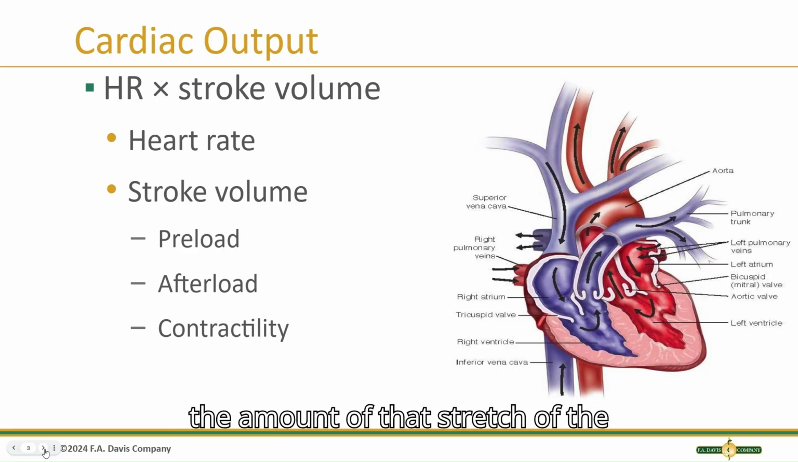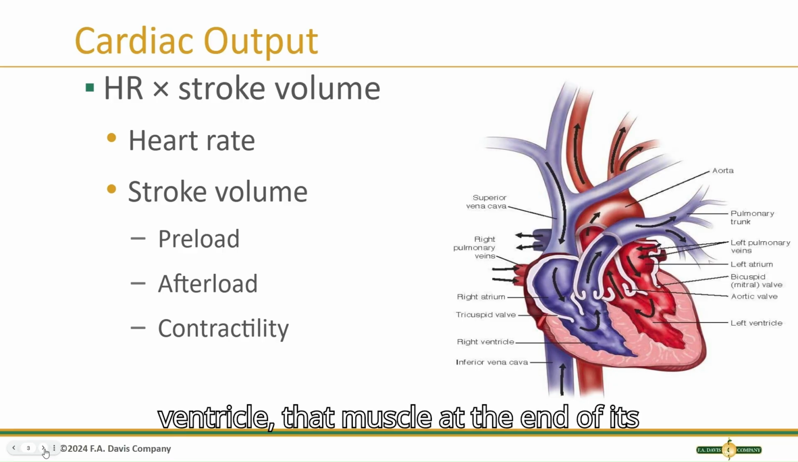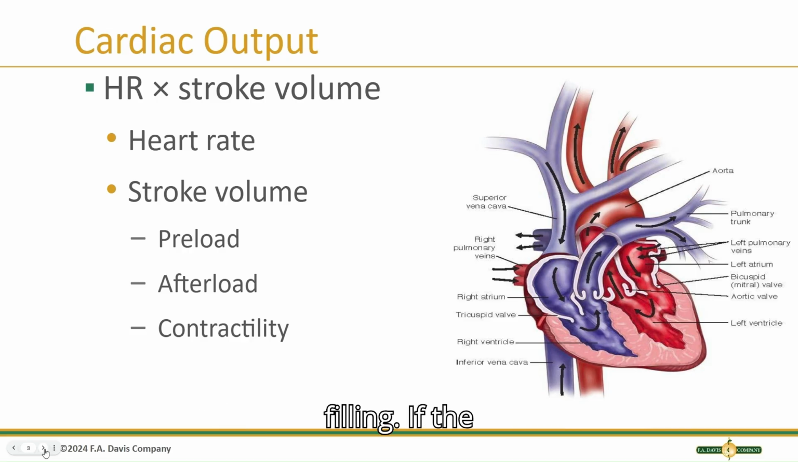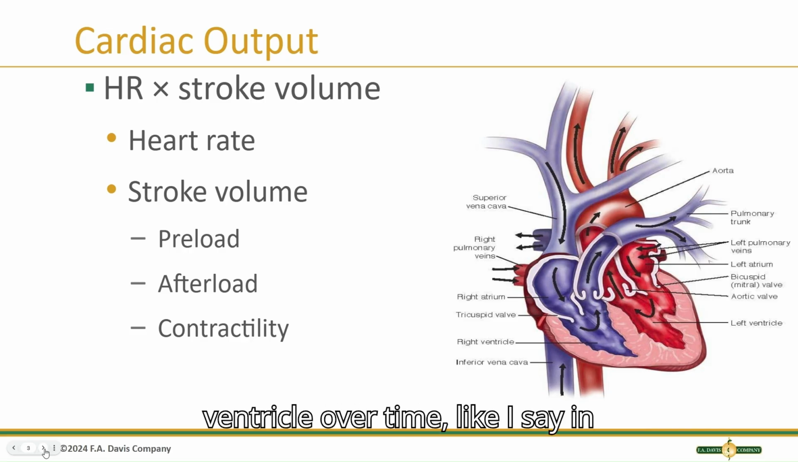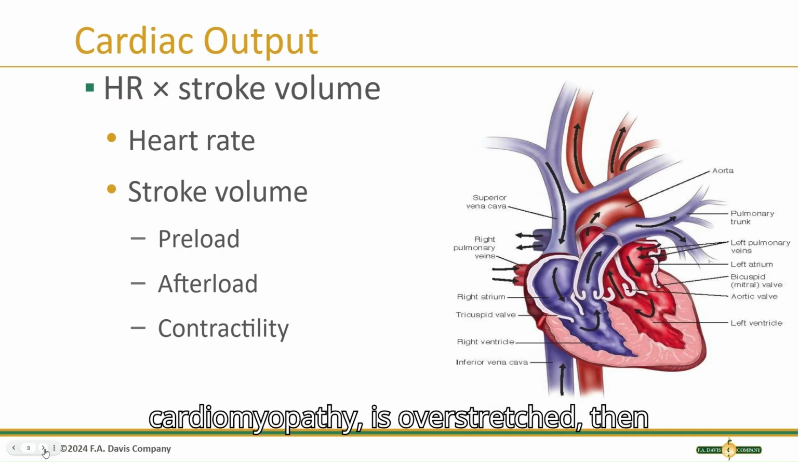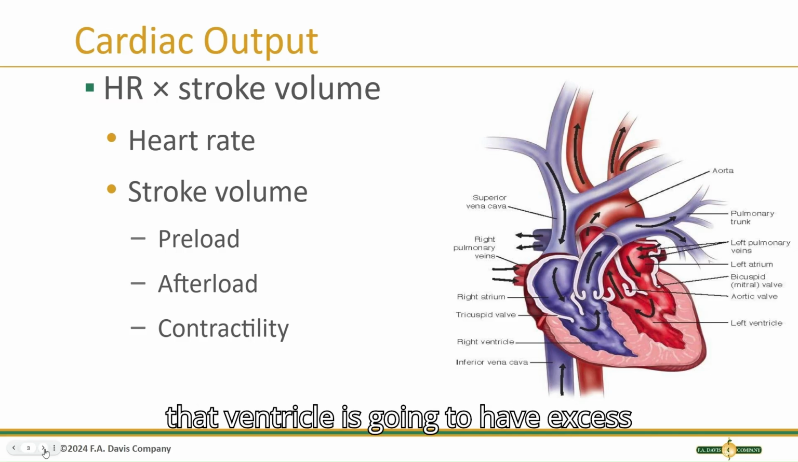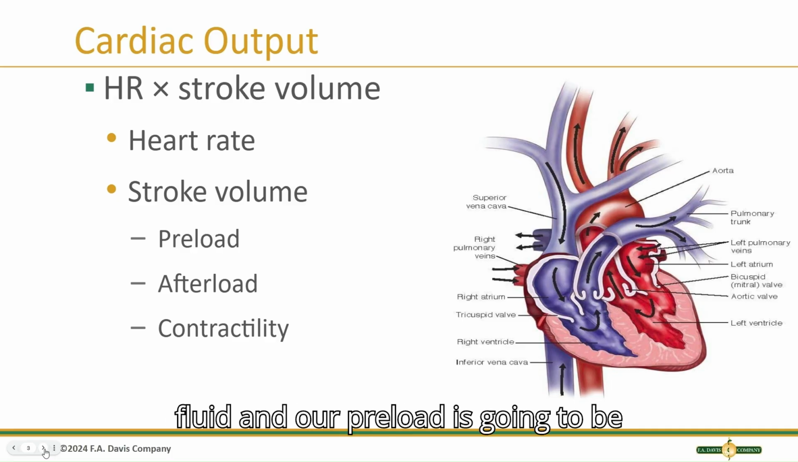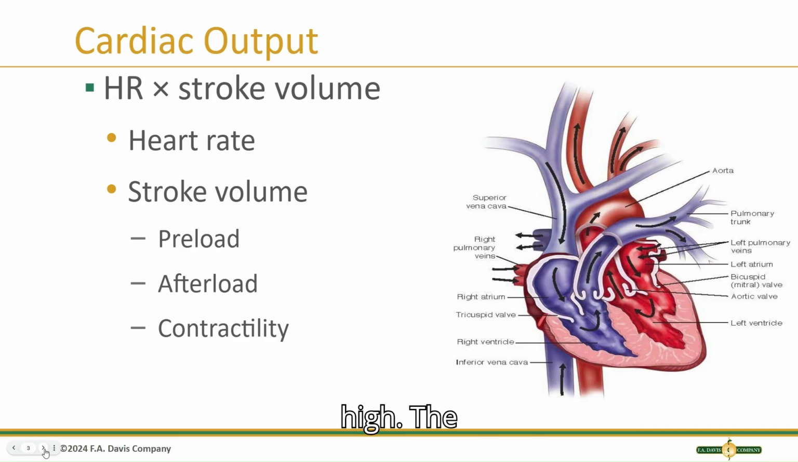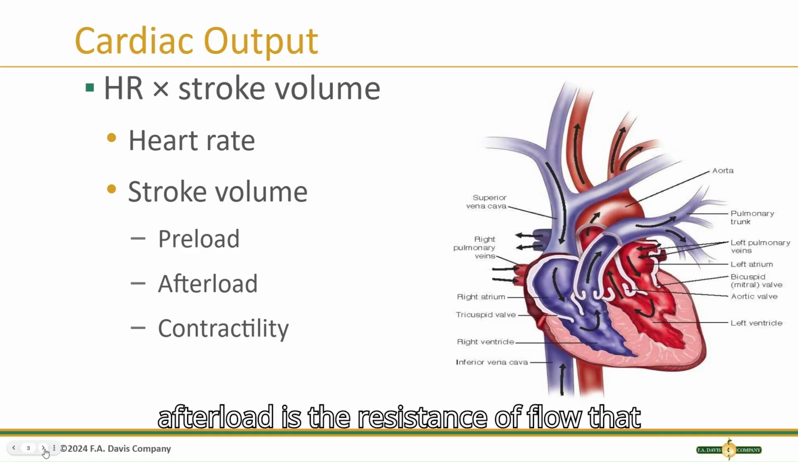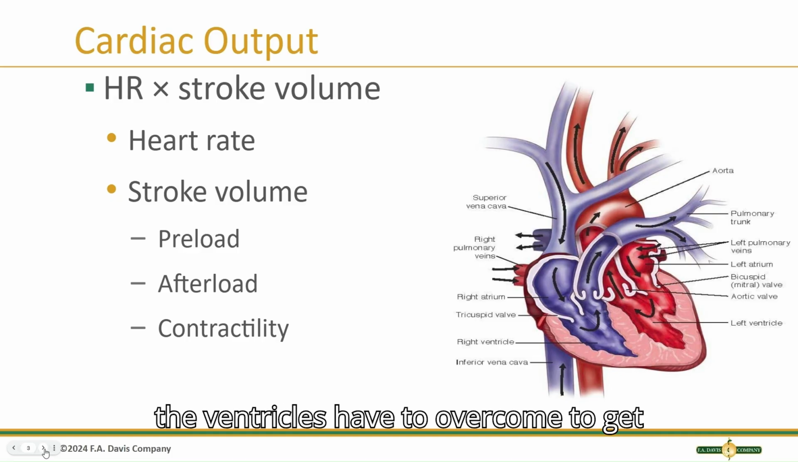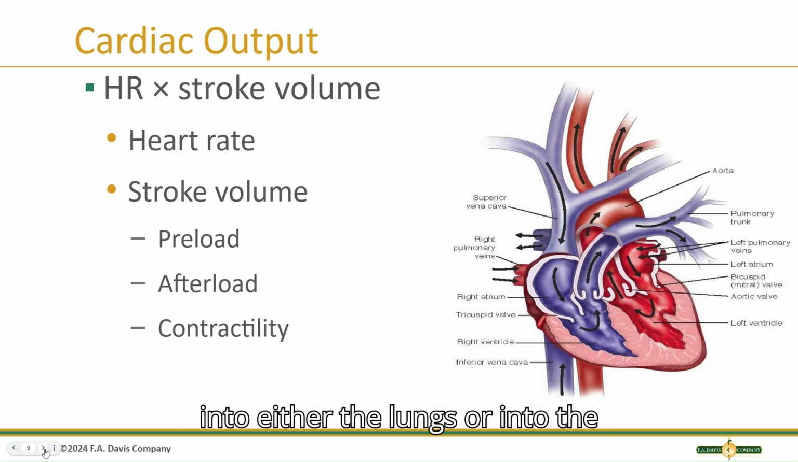So we talk about preload. This is the amount of blood in the ventricles at the end of diastole. So think about a volume. Your preload is your volume. It refers to the amount of stretch of the ventricle, that muscle, at the end of its filling. If the ventricle over time, say in cardiomyopathy, is overstretched, then that ventricle is going to have excess fluid and our preload is going to be high.